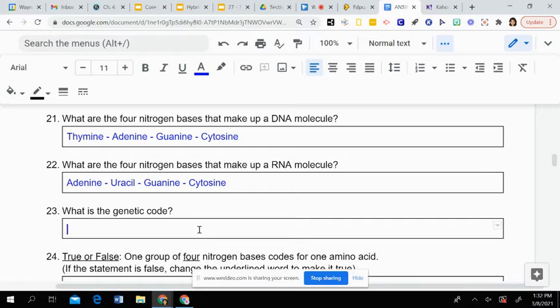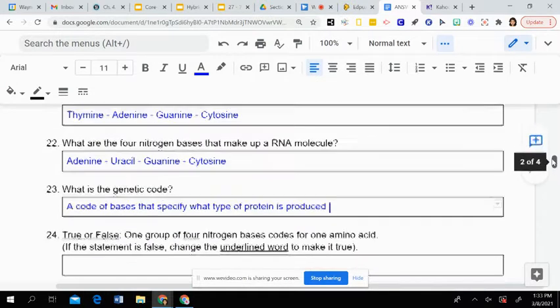Then the genetic code is considered a code of bases, so that adenine, thymine, guanine, cytosine, uracil, guanine, cytosine, adenine, that specifies what type of protein is produced. So it reads those nucleic bases, and it determines what amino acid you need.